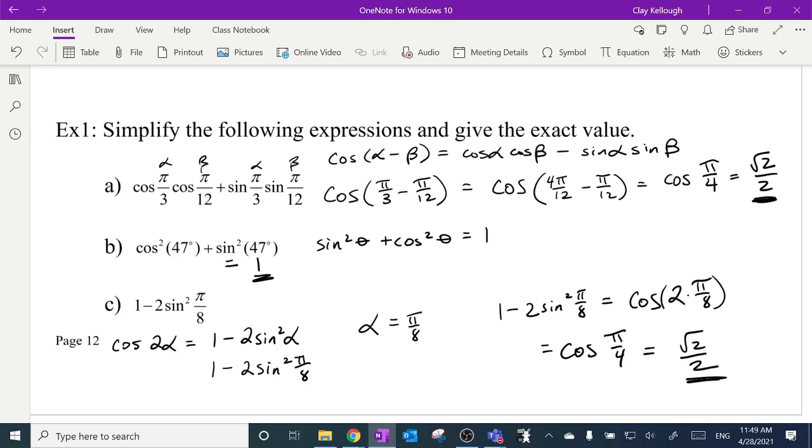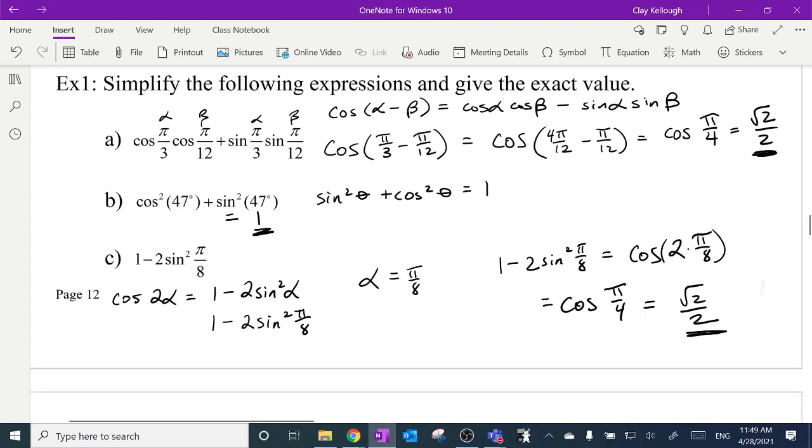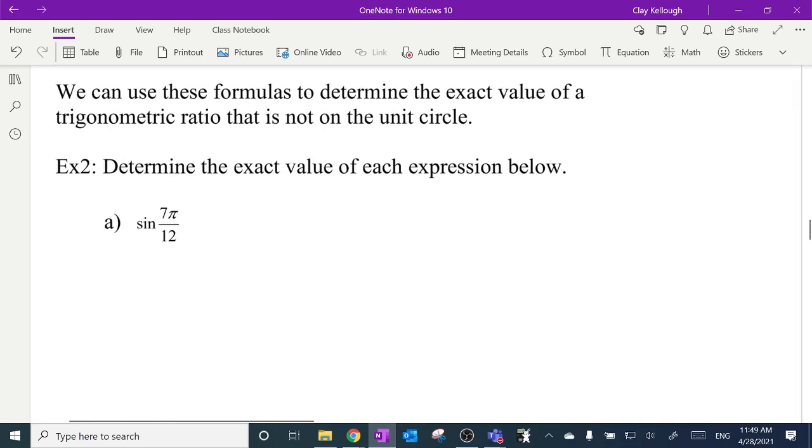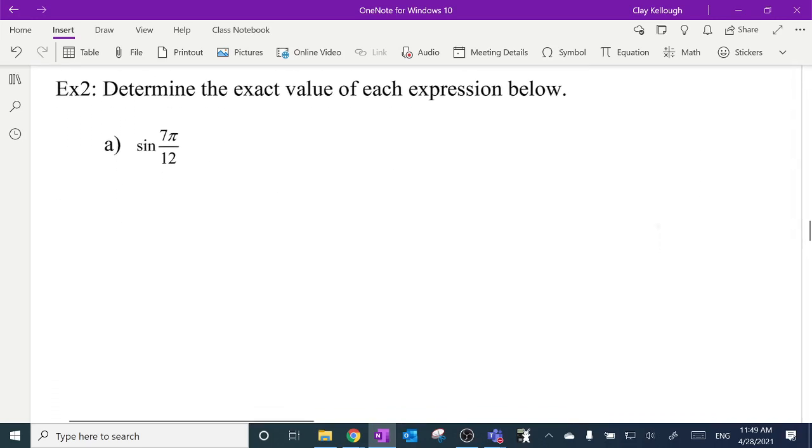We look at the formulas and we recognize which formula we can replace our work with. The other thing we can do is start with an angle and then try to use the formulas. Check out example 2. We can use these formulas to determine the exact value of a trig ratio that's not on the unit circle. Like I said a minute ago, I don't know twelfths. On my unit circle, I know thirds, I know quarters, I know sixths, I know halves. I don't know nothing about twelfths.